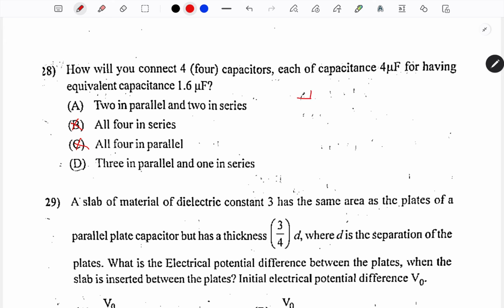If we say 2 capacitors are in parallel and 2 are in series, then 4 and 4 in parallel, the equivalent capacitance of this pair is 8, and the other pair is 2. So C is equal to 2 into 8 divided by 2 plus 8. So it will be 16 divided by 10. The answer is 1.6 microfarad, and we have to find 1.6. So the answer is A.